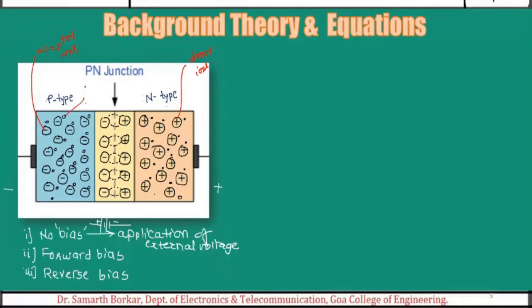The majority charge carriers here are holes, and here the majority charge carriers are electrons. Apart from these majority charge carriers, we have a few electrons on this side as well, and these are referred to as minority charge carriers. Likewise, I have drawn here a single hole. This is a hole and it acts as a minority charge carrier on the n side.